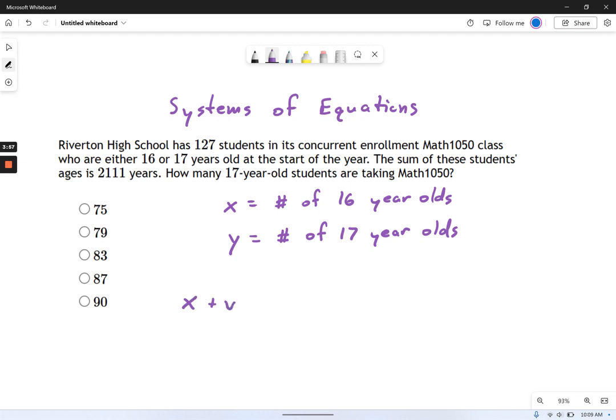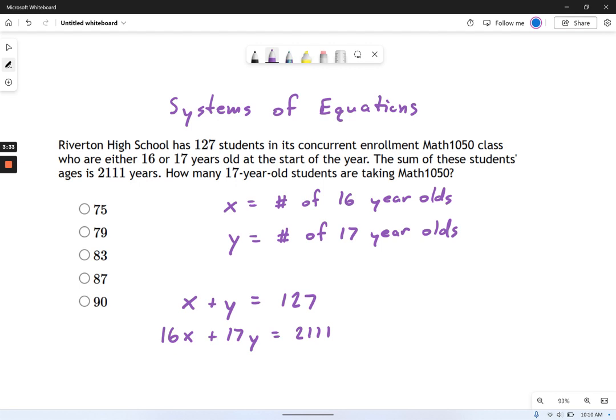The first one, the number of students, X plus Y, is 127. And if I use their age information, 16 times the number of 16-year-olds plus 17 times the number of 17-year-olds equals 2,111. So this is a great start. Now we just need to solve these two equations.